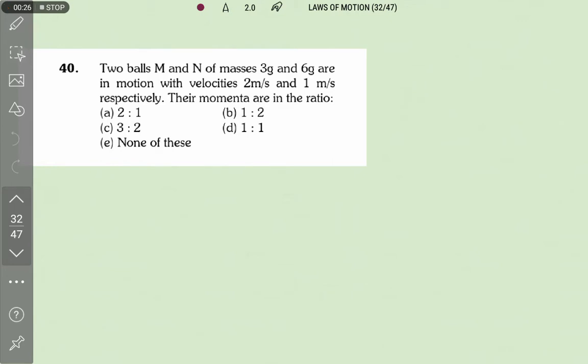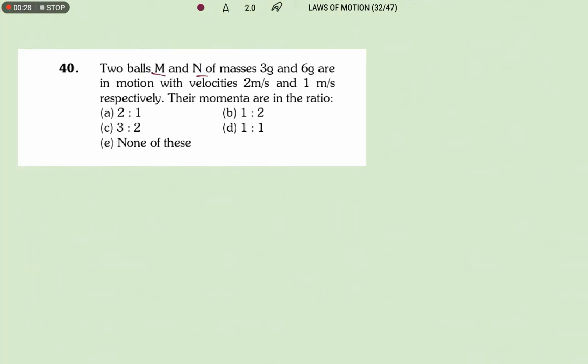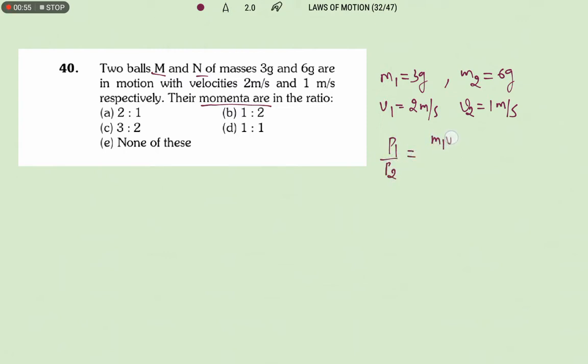Two balls M and N of masses M1 is given as 3 gram, M2 is given as 6 gram, in motion with velocities v1 equals 2 meter per second and v2 equals 1 meter per second respectively. They are asking their momenta are in the ratio. Therefore, p1 by p2 we are going to write m1 v1 by m2 v2. So momentum formula is product of mass into velocity. So 3 into 2 by 6 into 1. So your answer is 1:1.